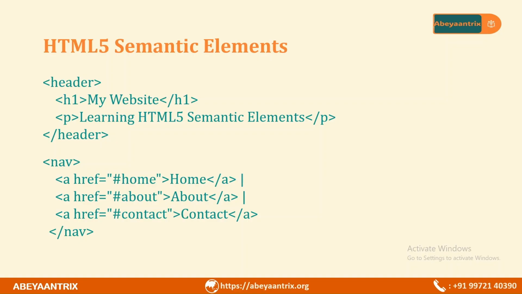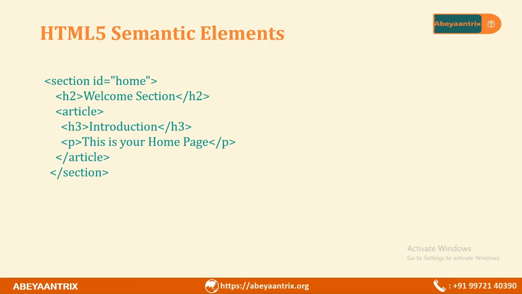Okay, so the next part is section. The section element represents a thematic grouping of content. Think of it like a theme: one theme you can create as a section. This way you can differentiate each theme in your web page, and for that reason it is called a thematic grouping of content. Think of it like chapters in a book or different topics on your page.